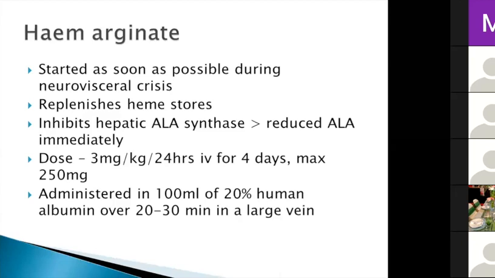The main problem with heme is phlebitis. So we need to administer it with 100 mils of 20% human albumin, which will act as a buffer. It should be given over 20 to 30 minutes in a large vein, if you can. It's a very expensive drug. I think the cost for 4 vials, which will be used for 4 days in one patient, is about 20,000 rands. So it should be used when the other measures are not helping.